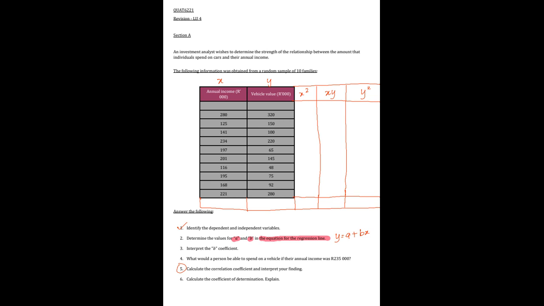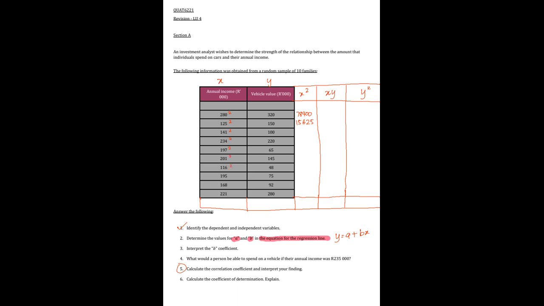So x squared, the first additional column, is literally squaring each x value. For example, 280 squared will give you 78,400. Then you have 125 squared, which will be 15,625. Then you have 141 squared, and then 234 squared, 197 squared, 201 squared, 116 squared, and so on. I'm going to write down the answers for you here.